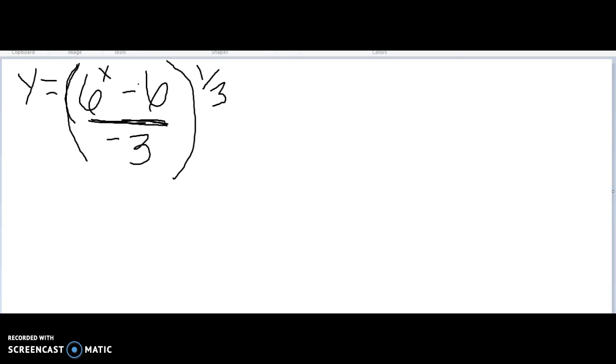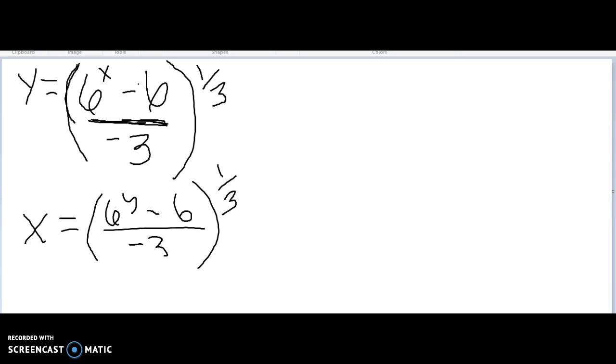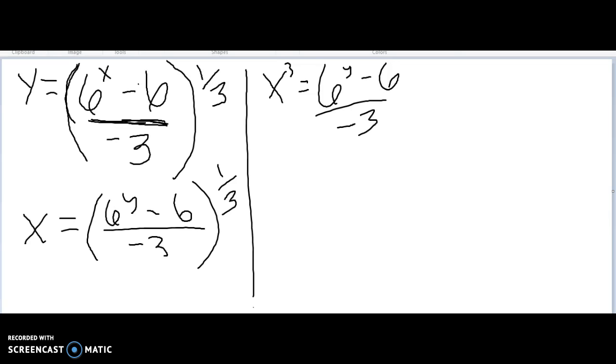Alright, first thing you're going to do is switch the x and the y. So x equals 6y minus 6 divided by negative 3, to the 1/3. And now you're going to get rid of that 1/3. Separate this work. And it would be x to the third equals 6y minus 6 divided by negative 3. Get rid of the negative 3 by multiplying it to the other side. So it would be negative 3x to the third equals 6y minus 6.